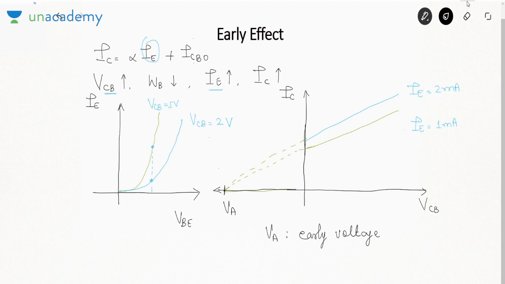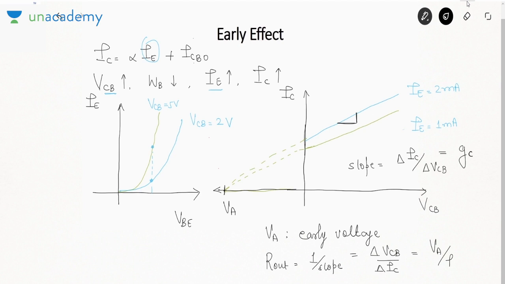Now if you see, this curve has a finite slope. The slope of this curve will be delta IC by delta VCB. Current upon voltage is conductance, and conductance is 1 upon resistance. So I'll say output resistance is 1 by slope. 1 by slope means delta VCB by delta IC, and it comes out to be VA upon IC, that is, early voltage divided by collector current.